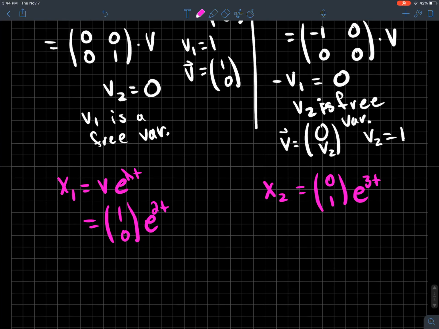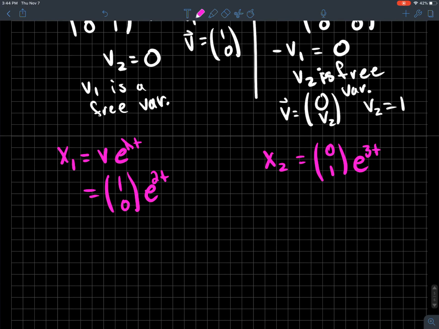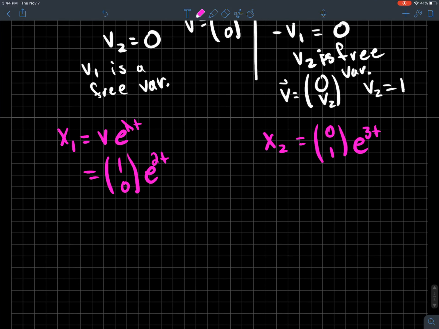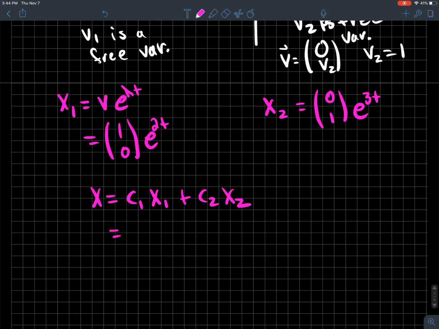They are linearly independent, and since we're dealing with a 2 by 2 matrix, all solutions are linear combinations of these, where C1 and C2 are constants. So we go ahead and write this out: C1 times 1, 0, e to the 2t, plus C2 times 0, 1, e to the 3t.